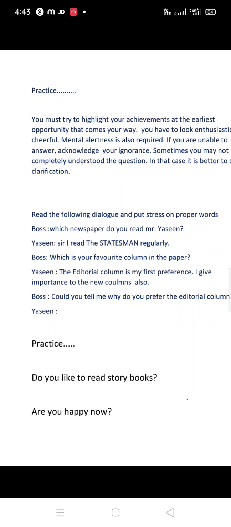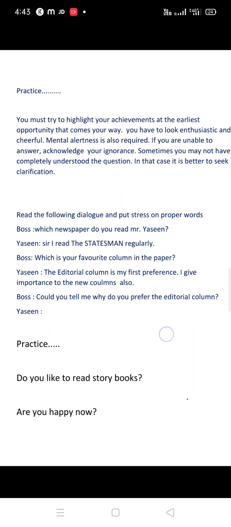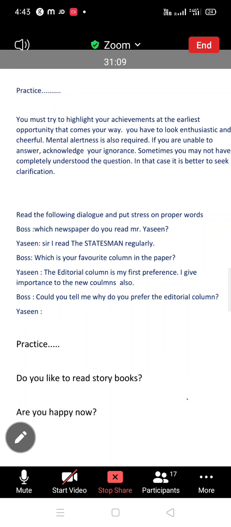So here I am just putting stress on content words and you have to also remember all the rules we have learned regarding word stress. Like in the word regularly, before li you have to put stress. So you have to pronounce like regularly. Right. Preference, importance, in this way. Very simple, just you have to practice more.